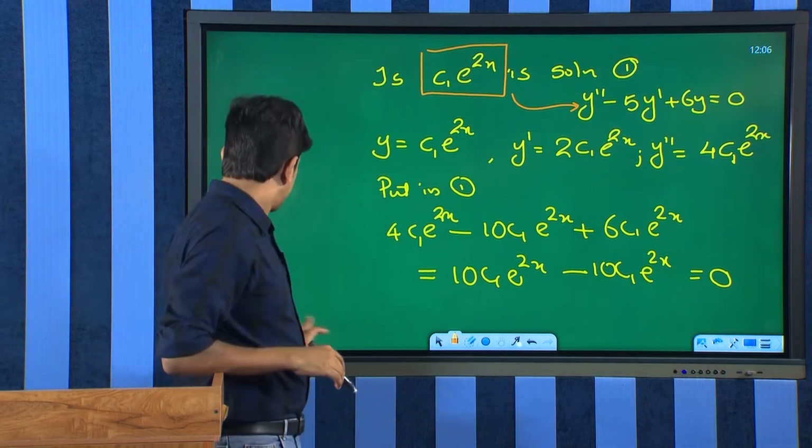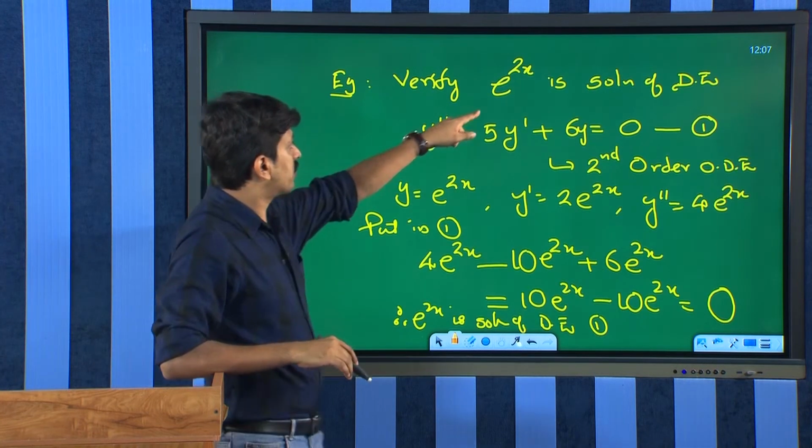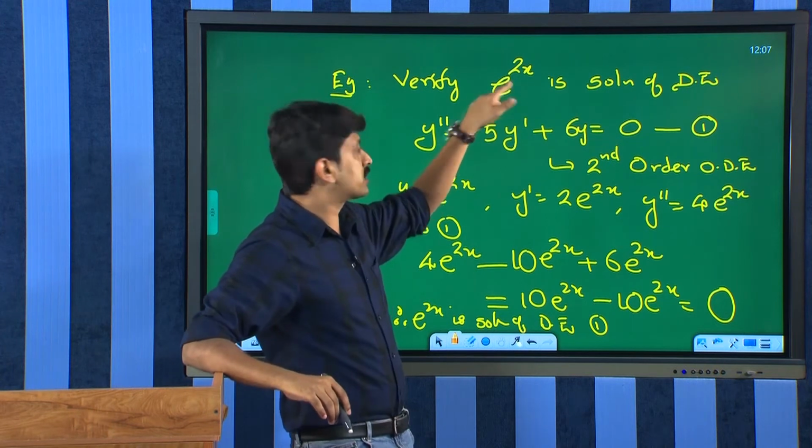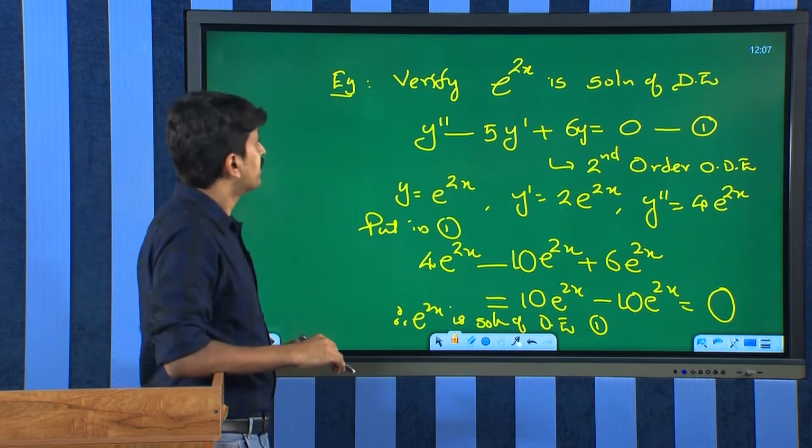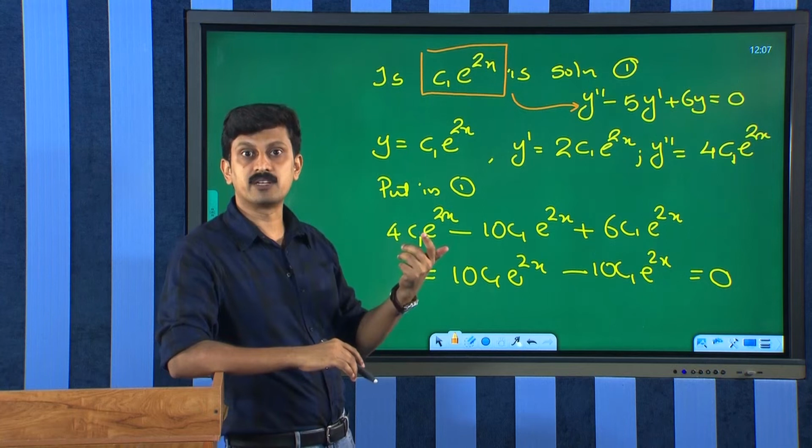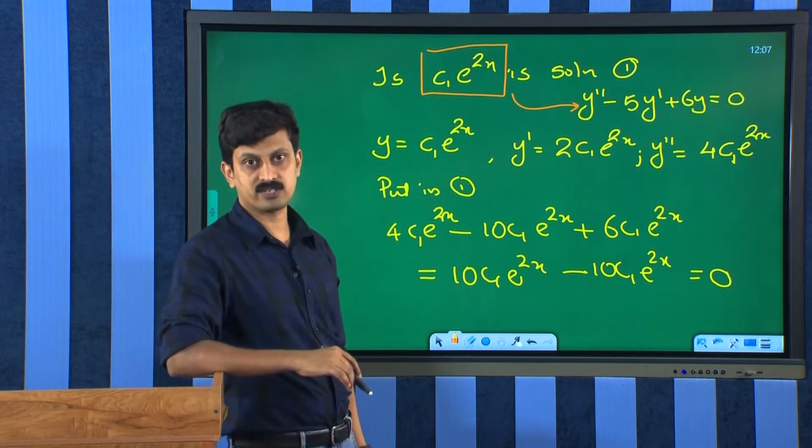Just before, we mentioned e^(2x) as the solution. Now, we have c1 e^(2x), where c1 is an arbitrary constant. So, this is a part of the general solution.